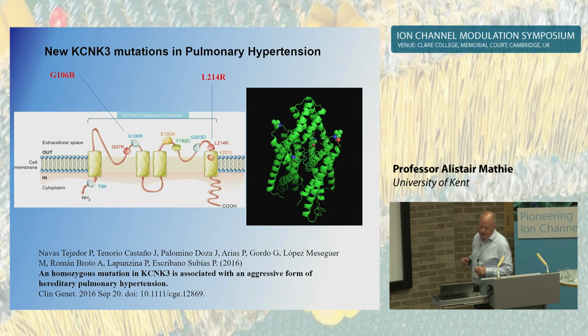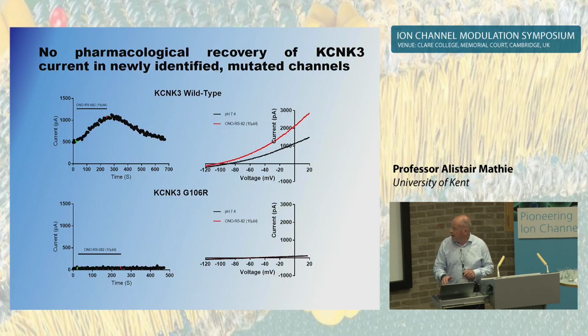So in collaboration with our colleagues in Madrid, we created these mutations, and the top just shows our data with wild type TASK-1. We can get the same effect of enhancement of current through wild type channels with this compound. But unfortunately, for both mutations that we've looked at in the Spanish families, both of them show no current, and it can't be reversed pharmacologically. So in these particular mutations, we cannot reverse the effect by this particular pharmacological treatment. So it's going to vary depending on the mutation.